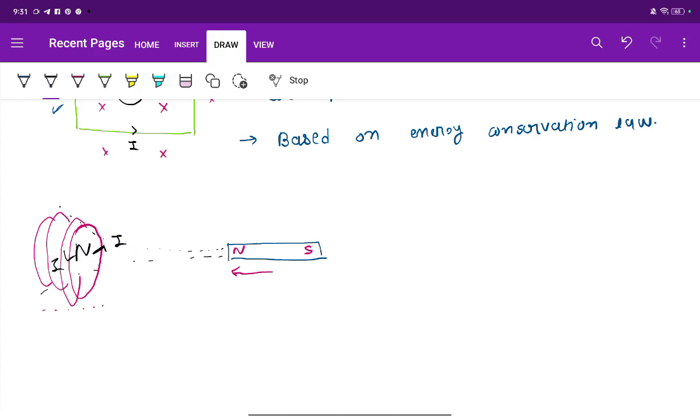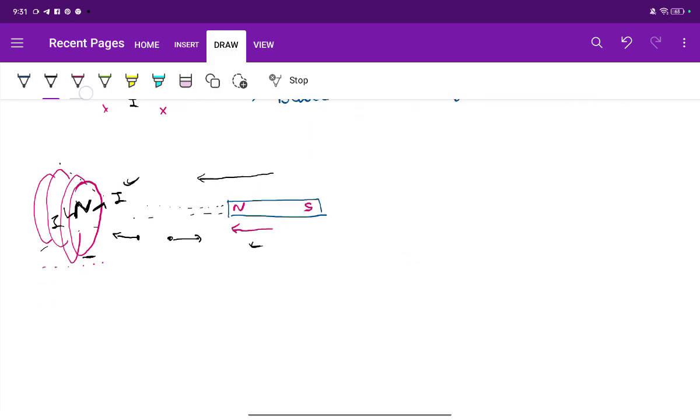We know that like poles oppose each other, right? So as soon as you bring this bar magnet closer to the coil, this induced current will produce a magnetic field in such a manner that this side of this coil acts as a north pole, so as to oppose this external bar magnet's motion, or the external bar magnet's magnetic field.